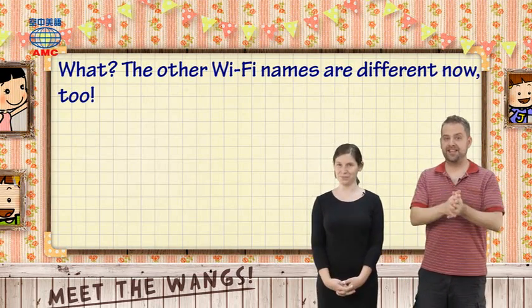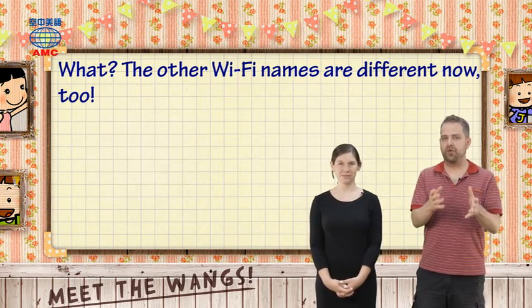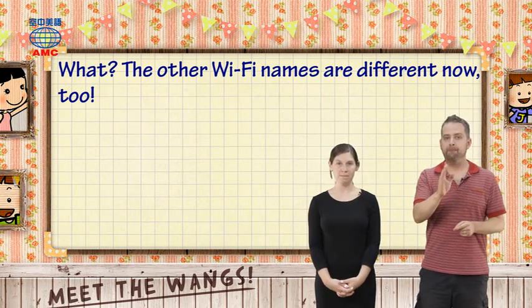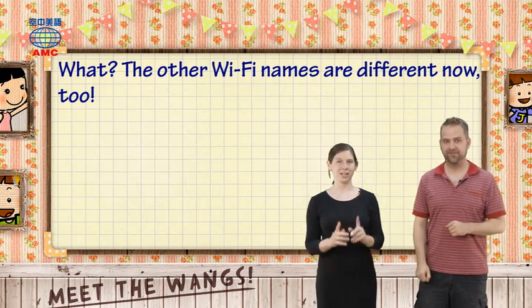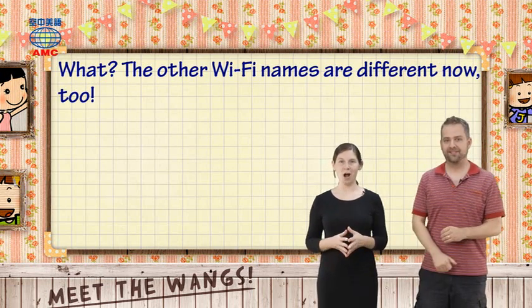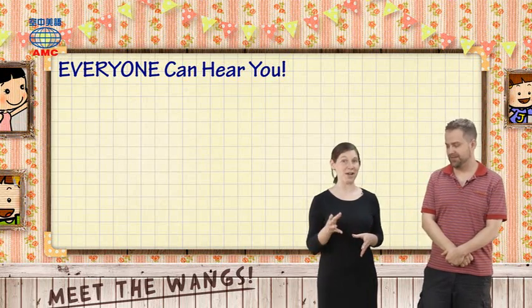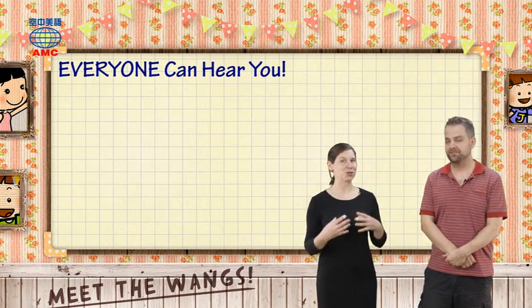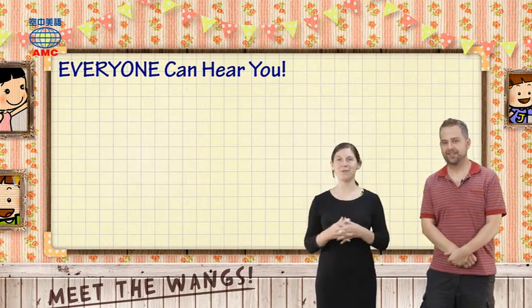Now we see in the article a picture of the screen. So Paige's Wi-Fi name, the Please Stop Singing Now, it's still there. But there are other new Wi-Fi names too. Let's see what they are. Wi-Fi 1 says, everyone can hear you. Now, everyone, again, is in all capital letters. So they're trying to show that everyone is more important. So everyone can hear you.